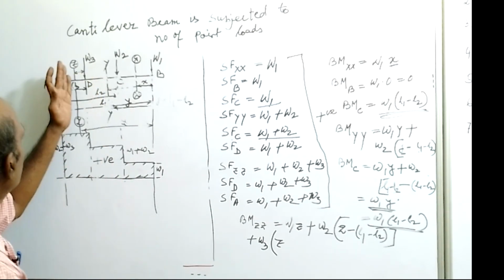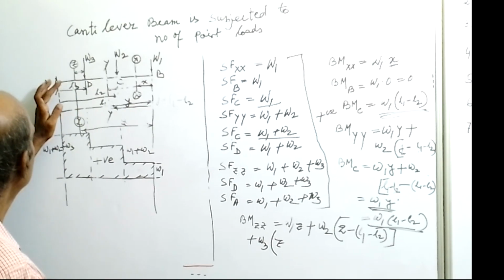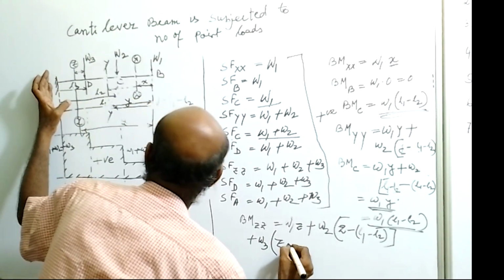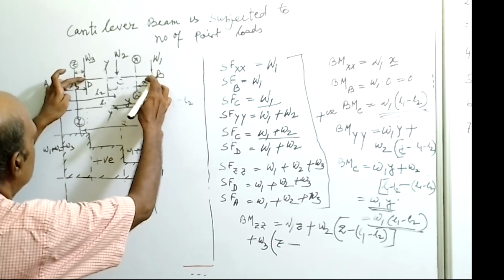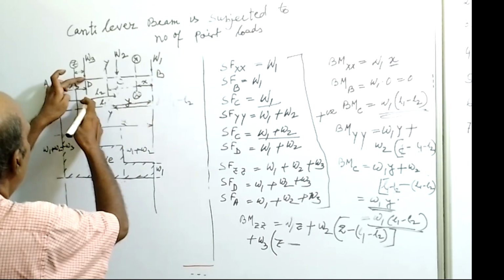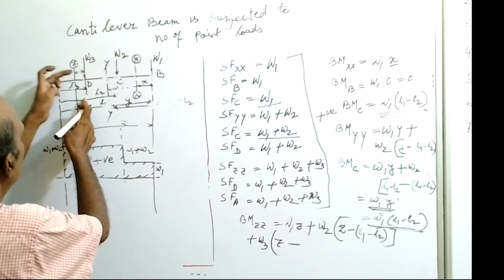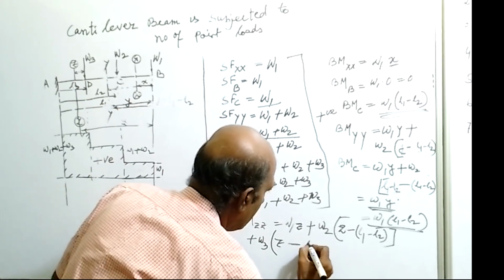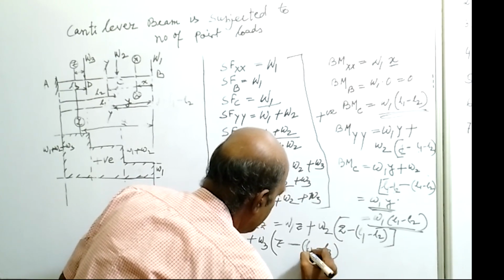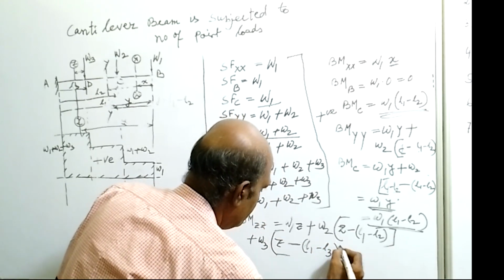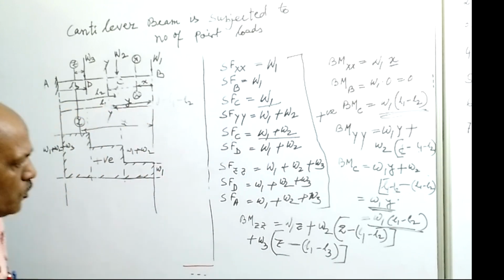So W3 into this distance. What is this distance? That is Z minus this distance. What is this distance? This distance is L1 minus L3. L1 minus L3. Put this one inside the bracket. Okay. So this will be the value.